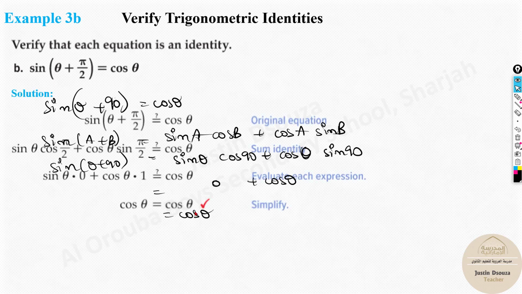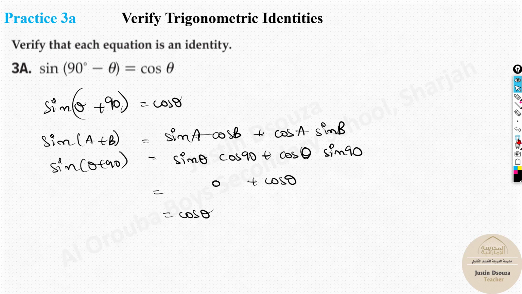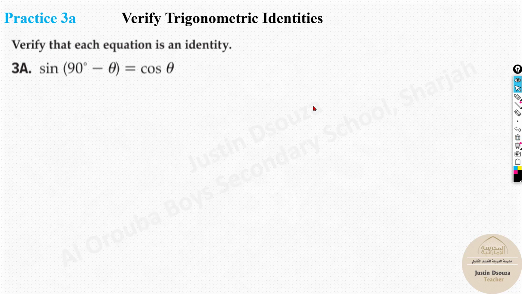Please do try the other check problems by yourselves. You can use degrees or radians, but I would personally suggest you just go with degrees. It's much easier. If you're very confident with radians, then go ahead. Please pause the video and try to do it by yourselves now.